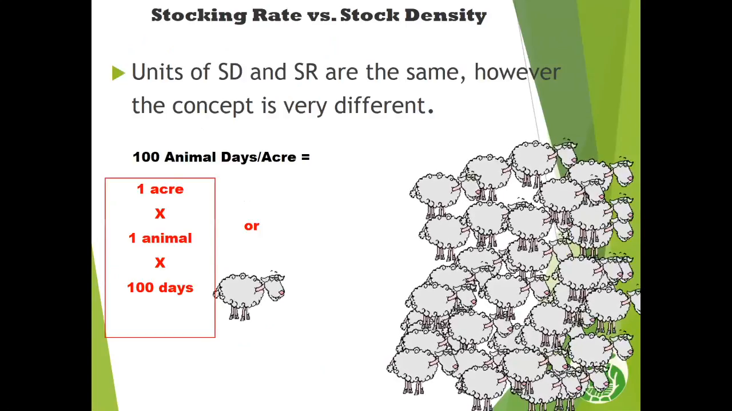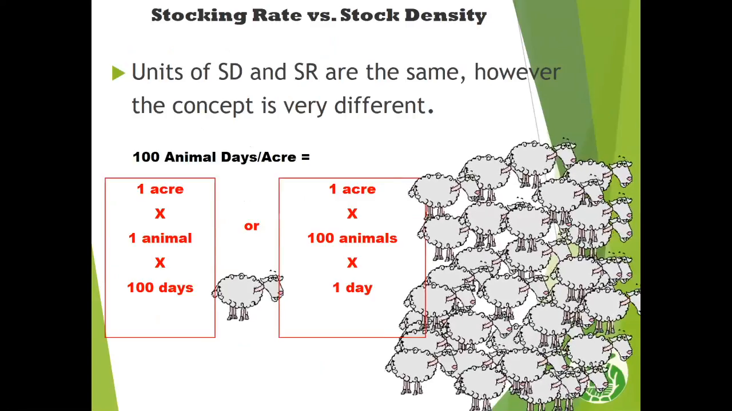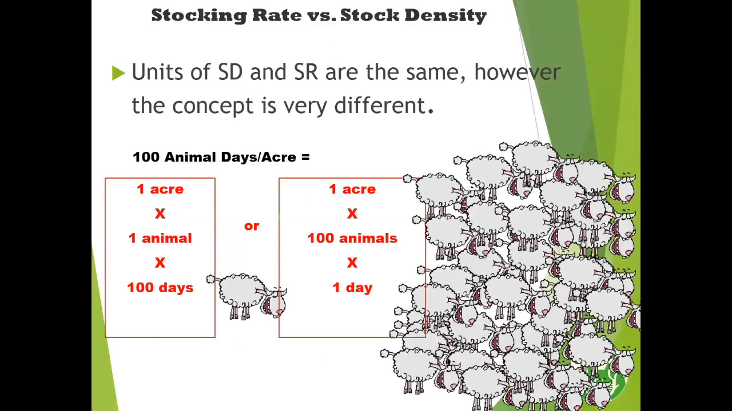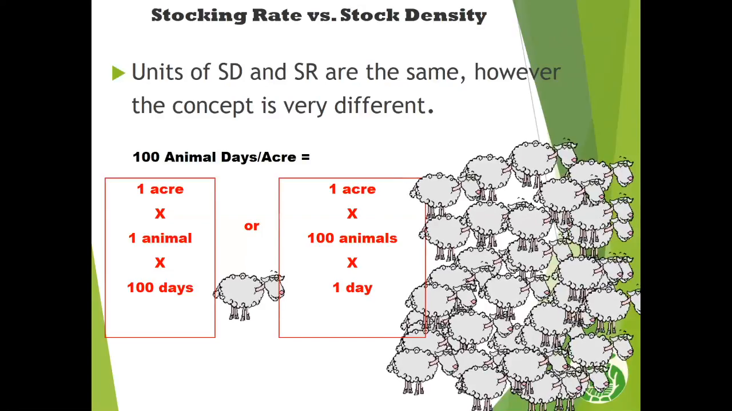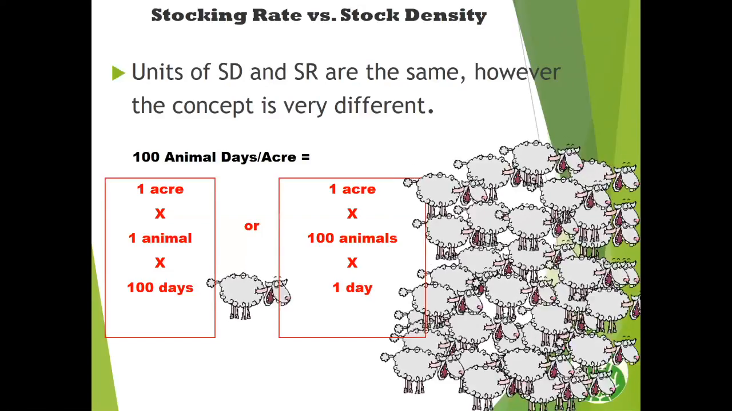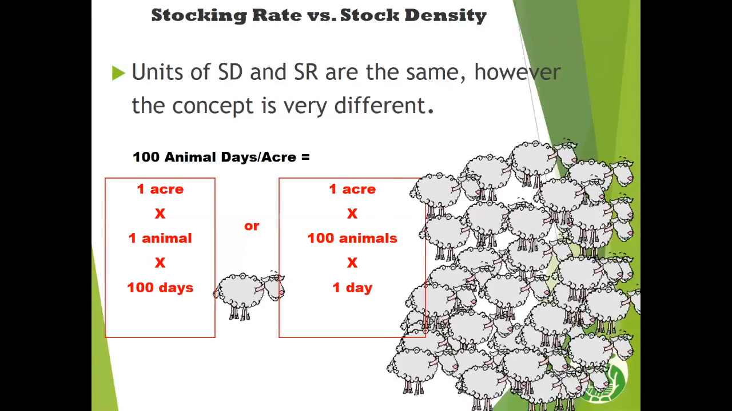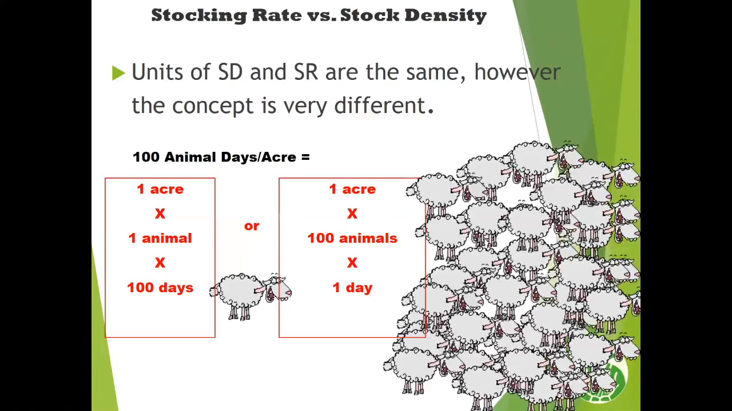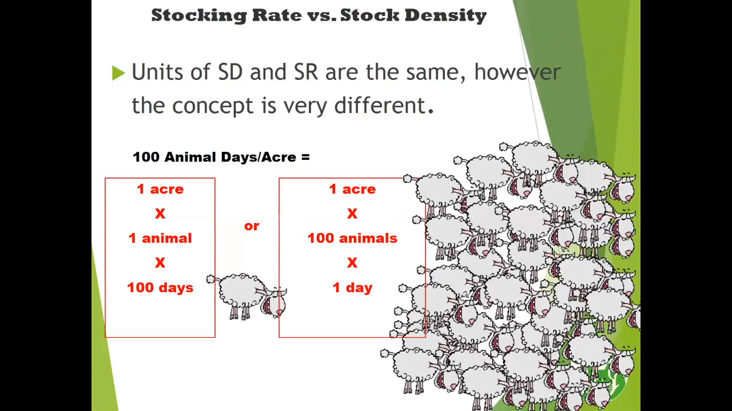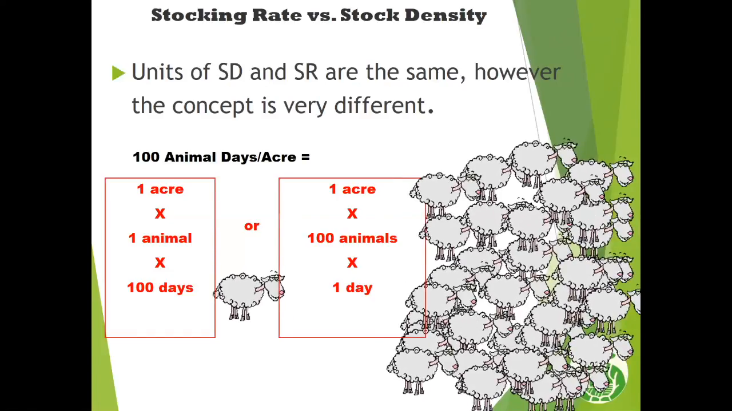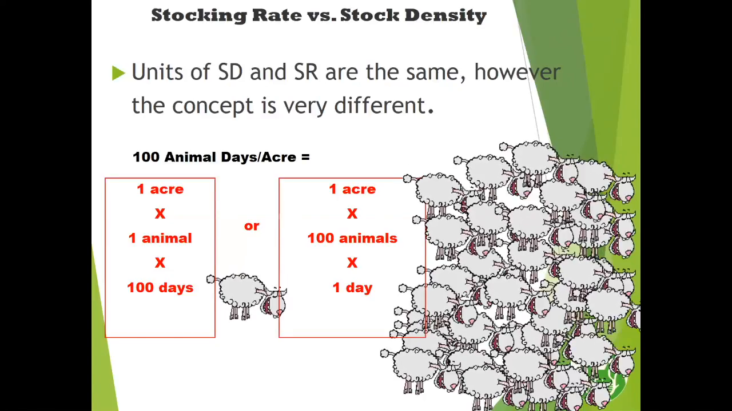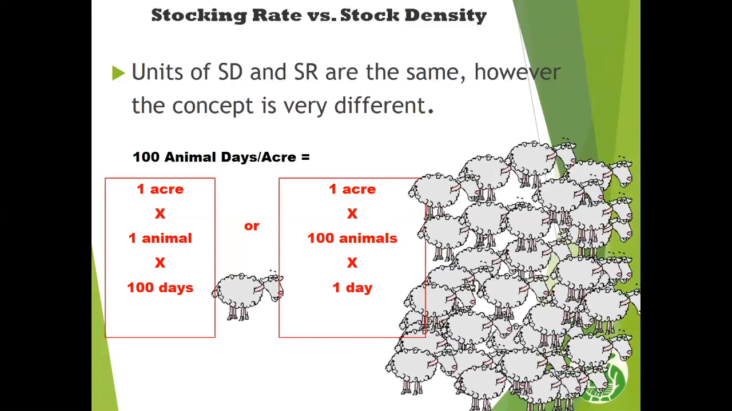100 animals, for instance, for 1 day results in uniform grazing, or 1 animal for 100 days results in under or overgrazing. So that kind of gives you an idea of stock density versus stocking rate. If we have those 100 animals in a paddock for 1 day and then move them on to the next paddock, we see a lot more uniform grazing than if we just turn one out for 100 days.